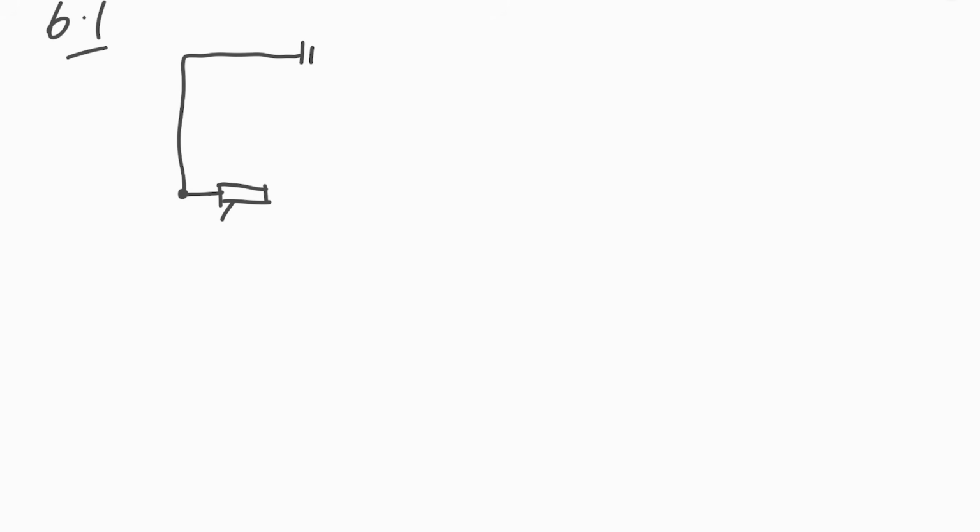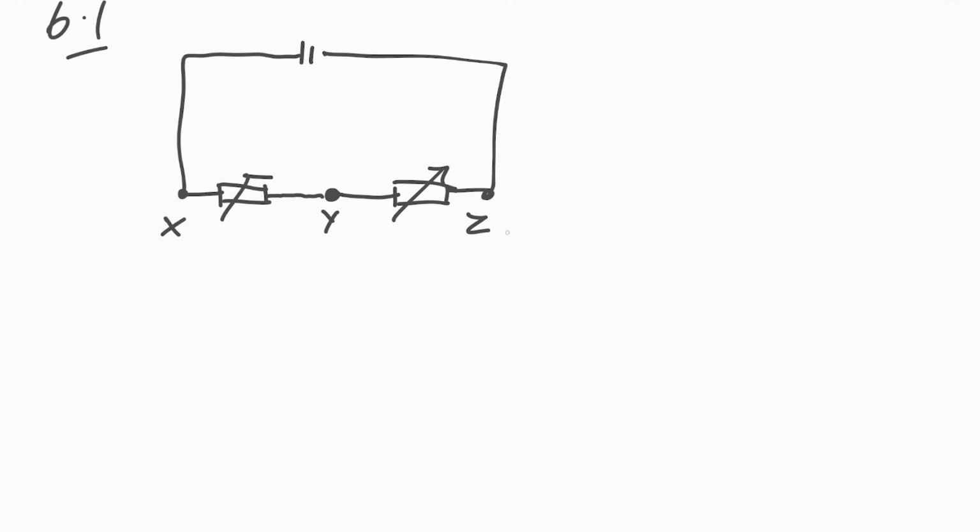6.1, so we have a thermistor and then a variable resistor, and we have our points X, Y, and Z. Initial temperature of the thermistor is 22 degrees. I don't think we care about that, because they just have to tell us that. We can't use a temperature for anything, so we don't care about the 22 degrees for now. At this temperature, the resistance of the thermistor is equal to 350 ohms.